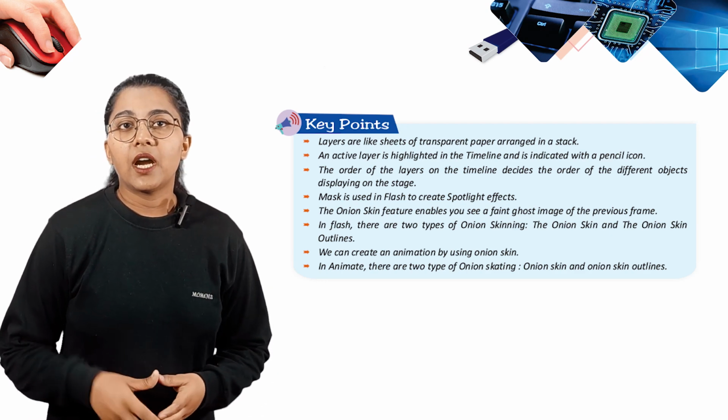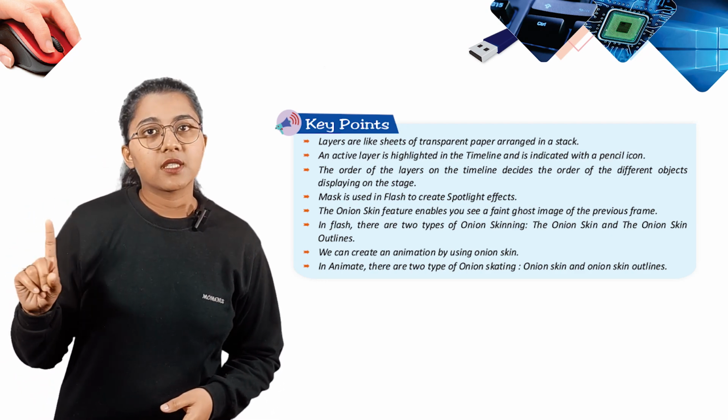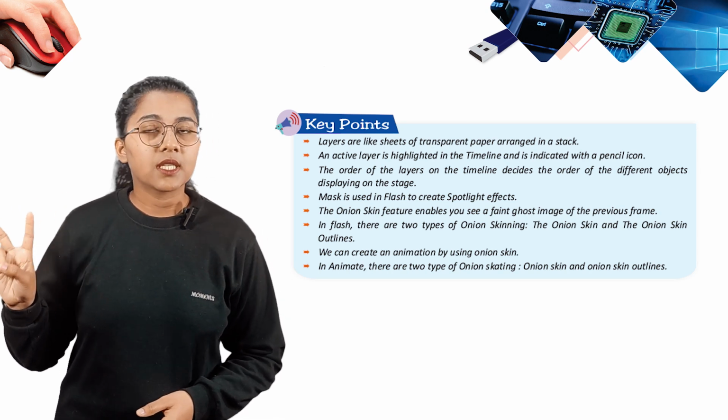In Animate there are two types of onion skinning. First onion skin and second onion skin outlines.